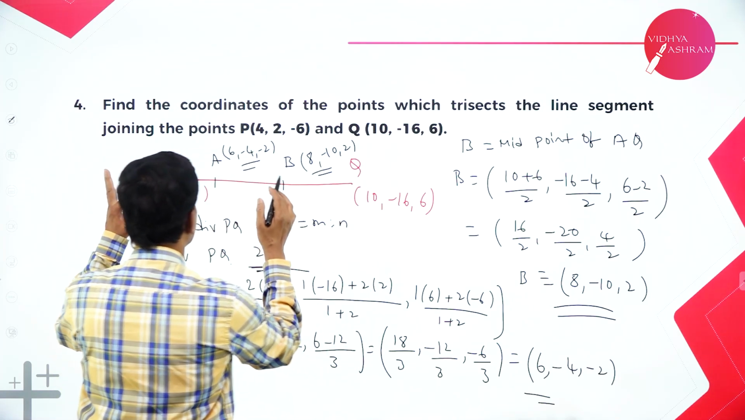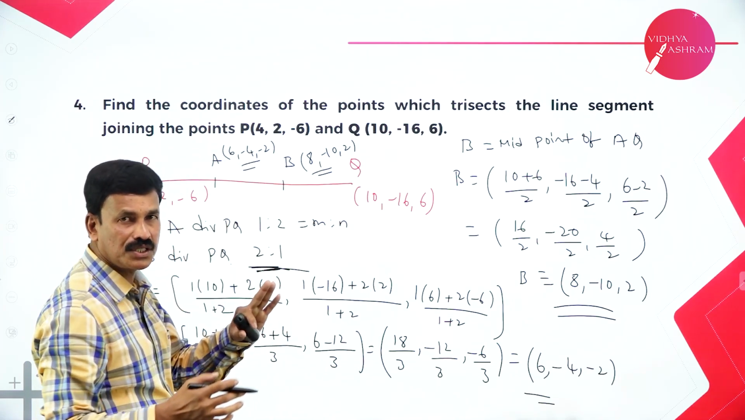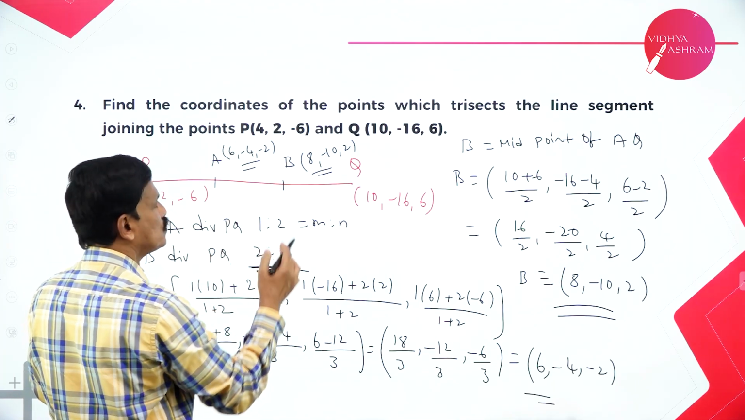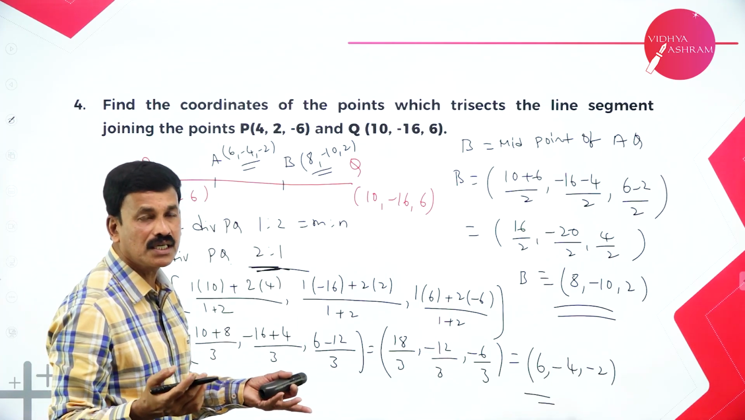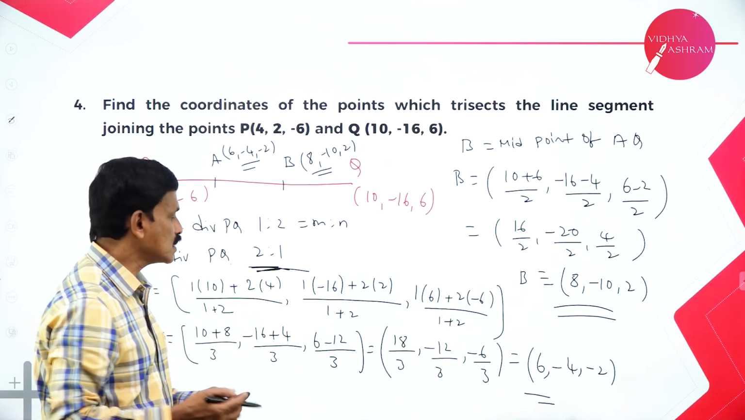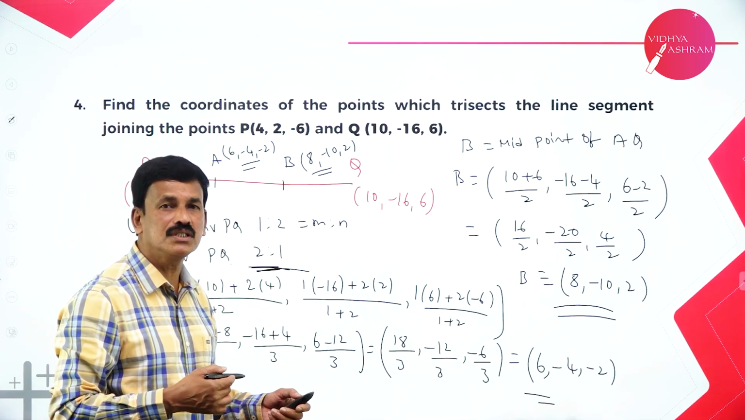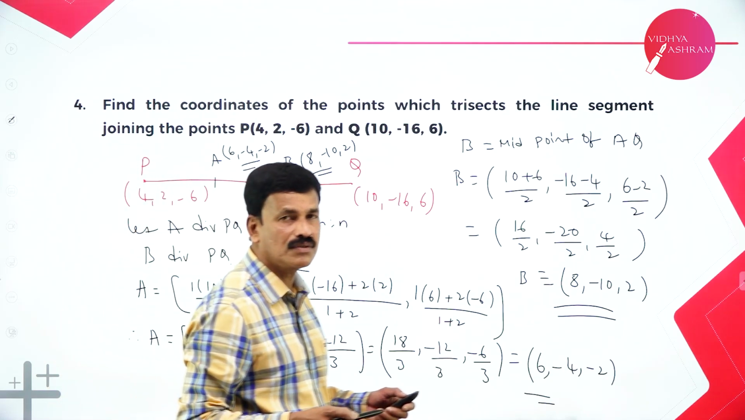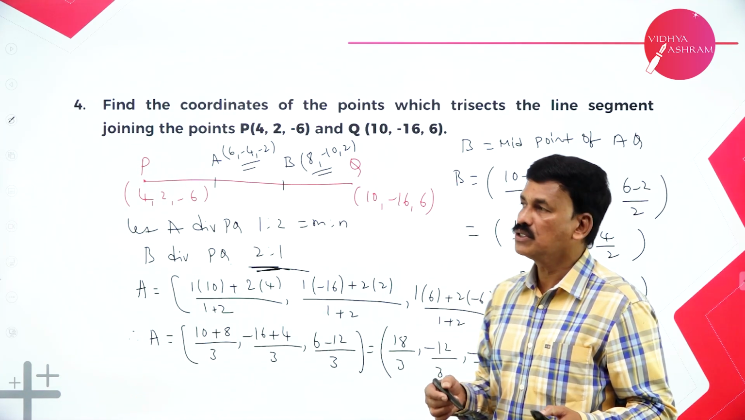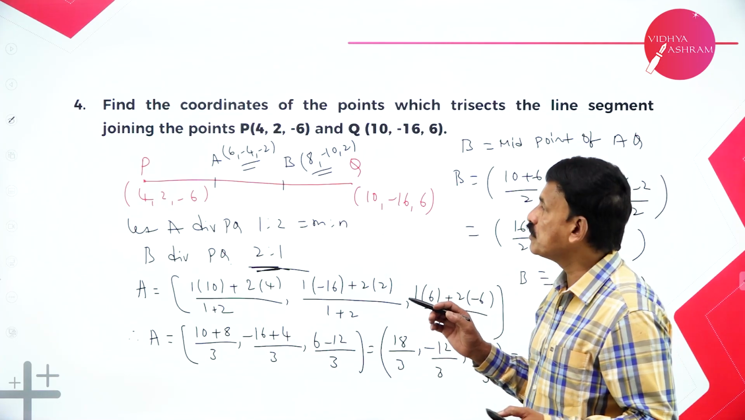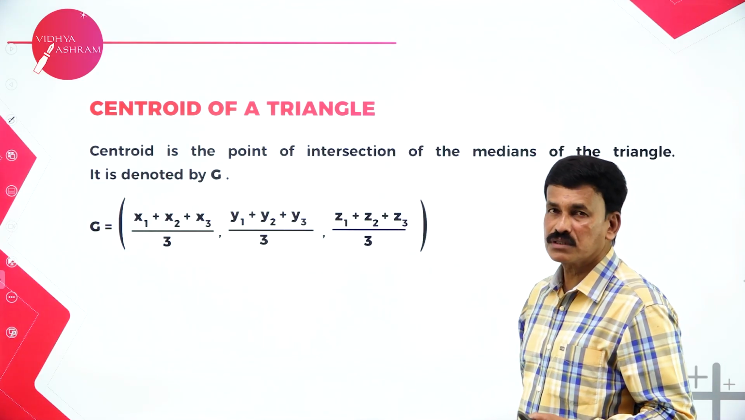So just use the 1:2 ratio or 2:1 ratio, you will get one point, and using the midpoint formula you can get another point also. That's it. This is how we find the points of trisection of the line segment joining the 2 points A (x1, y1, z1) and B (x2, y2, z2). Now this is also a very important problem. Now move on to the next concept.